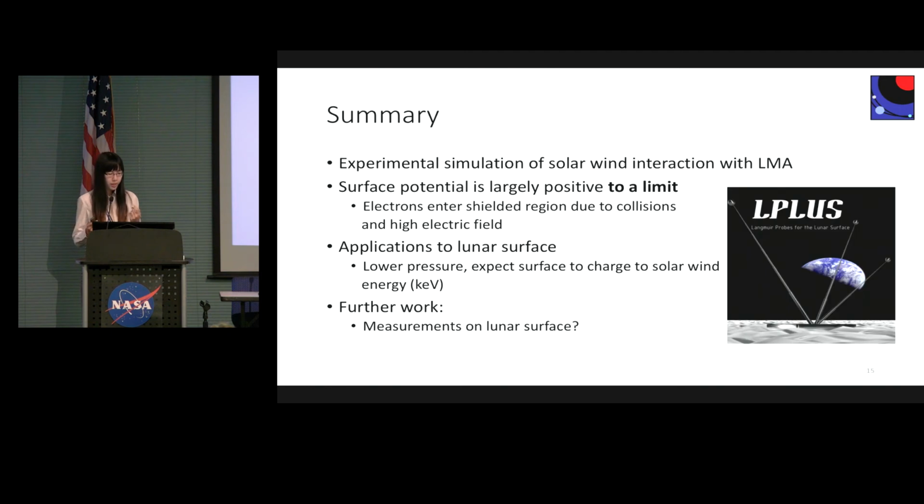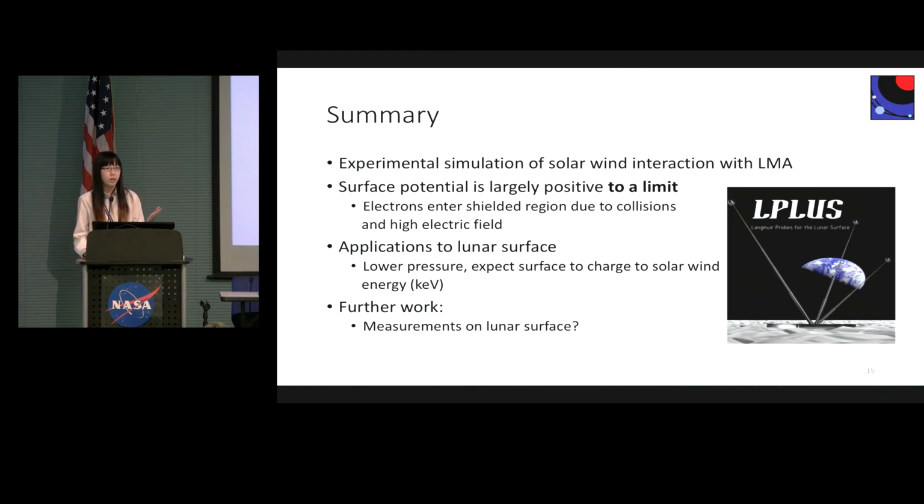But what I mean to say is that I've shared with you some experimental results of the solar-wind interaction with the lunar magnetic anomalies. And we found that the surface potential is largely positive, but to a limit, and this is because electrons manage to enter the shielded region. But what does this mean on the lunar surface? How does this apply to everything we've talked about at today's conference and yesterday?